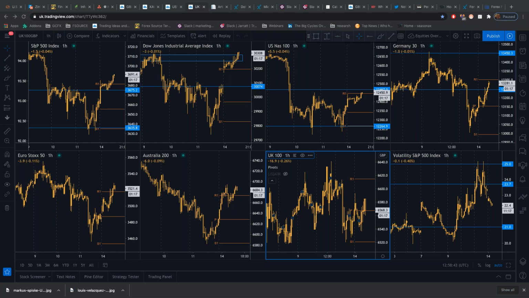A little seasonal thing to be looking at is the DAX tends to rise in the new year. So watch out for that.